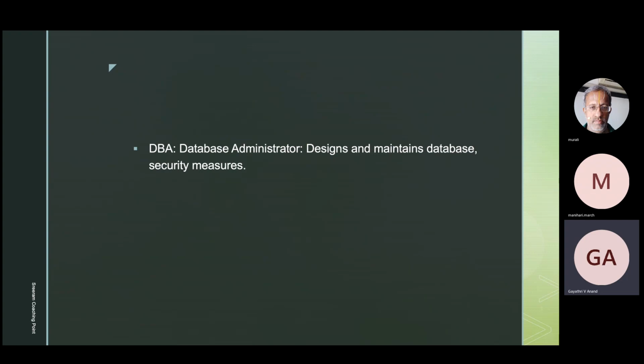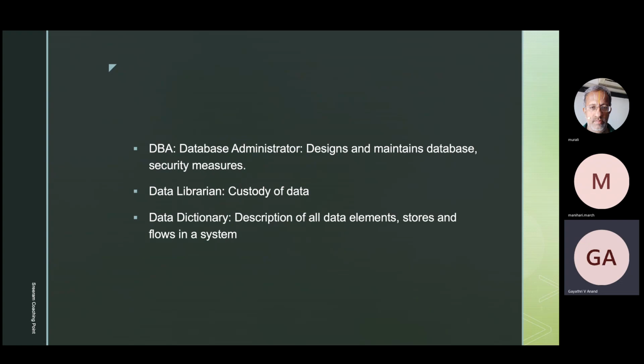Now, there are certain terms that you need to get familiar with when we talk about DBMS. The first one is a DBA, who is a database administrator. He designs and maintains the database and security measures, and he is the one who implements them. So basically, he's the administrator, he designs and maintains the database. Data librarian, very important. You could have one or two questions based on this. He maintains custody of data. So always the custody is by the data librarian. Data dictionary is something where all the terms related to the database are put. So it is a description of all data items, stores and flows in a system.